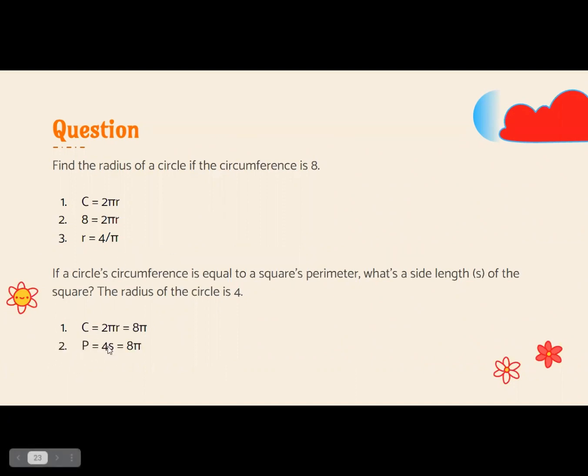So P is equal to 4s. The perimeter is equal to 4 times the side, which equals 8 pi. And since s is the side, we divide both sides by 4 and figure out that s is equal to 2 pi. So the square's side length is 2 pi. I could have been extra mean and asked you the diagonal, but the diagonal is just going to be 2 pi square root 2. So this is the final answer, 2 pi.